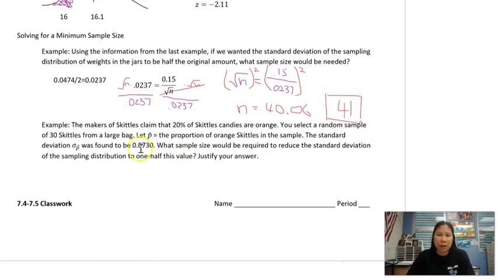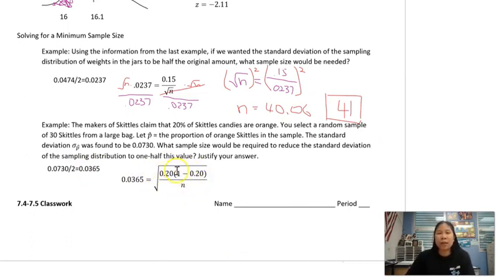So again, we're trying to divide this by 2 to get it to half the amount. We're going to start off using a similar method. We're going to take half this amount to see what we want to end up with, like we did before. But then when we solve for n, we're going to end up using a different formula, because we had a different standard deviation formula when we dealt with proportions than we did with means. Okay, so dividing our standard deviation that we wanted by 2, we get 0.0365.